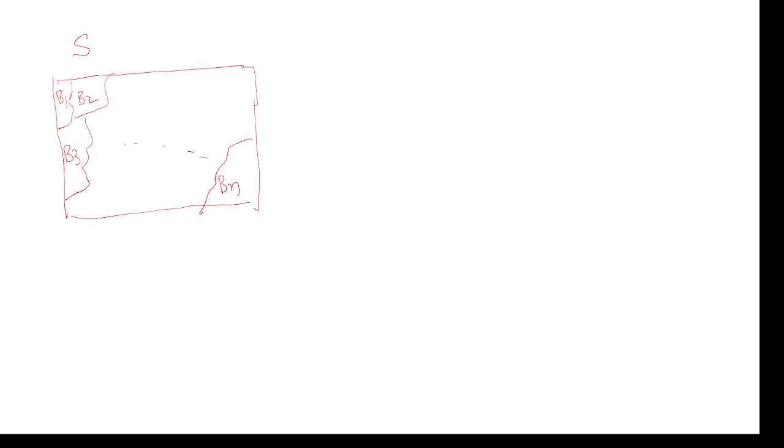So I will explain here. It is a sample space S. It is having the events A, B1, B2, B3, and so on till Bn. Bn events are there, and here also it is B4. So internally one more event is there, that is A. A is also one of the events.